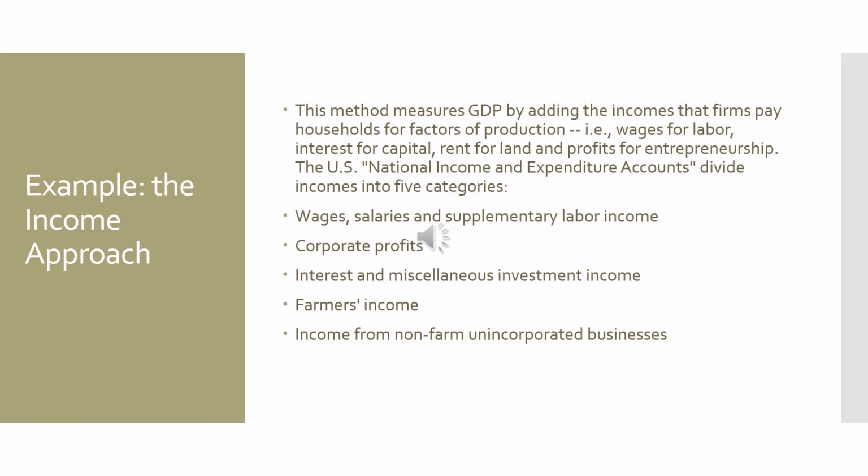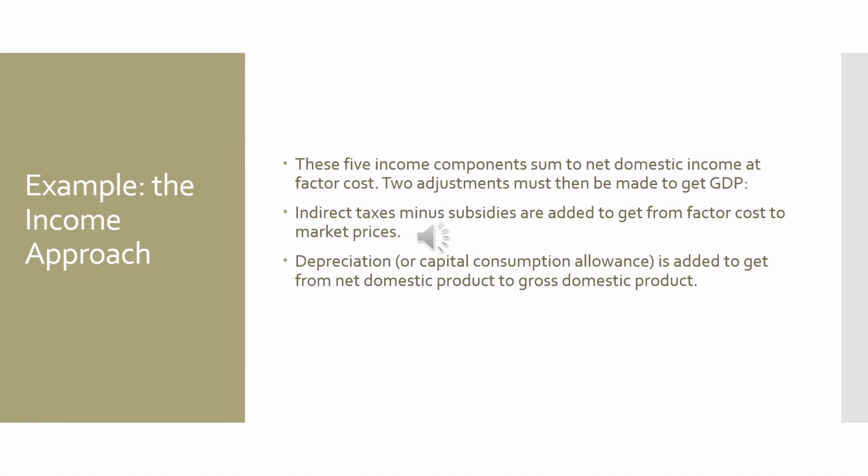This method measures GDP by adding the incomes that firms pay households for factors of production, i.e., wages for labor, interest for capital, rent for land and profits for entrepreneurship. The U.S. National Income and Expenditure Accounts divide incomes into 5 categories: wages, salaries and supplementary labor income, corporate profits, interest and miscellaneous investment income, farmers' income, income from non-farm unincorporated businesses. These 5 income components sum to net domestic income at factor cost.